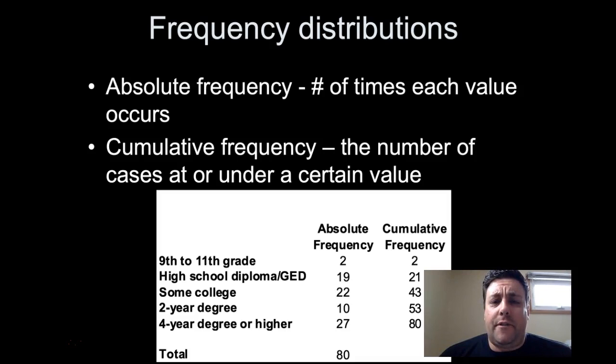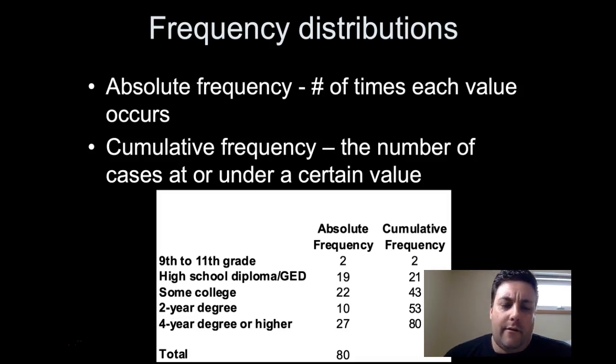And so the absolute frequency is just the number of times that they occur, and then the cumulative frequency is the number of cases underneath a certain value. Really, mathematically, the cumulative frequency is just the sum of the frequencies below it. And so the total of the absolute frequencies will add up to the last category in the cumulative frequency. You can see that here. So this uses the same data as on that previous slide with education level.